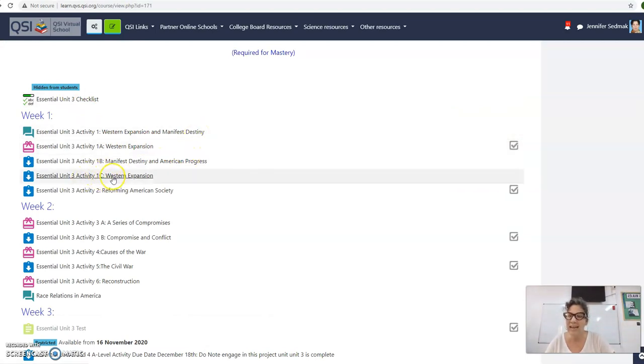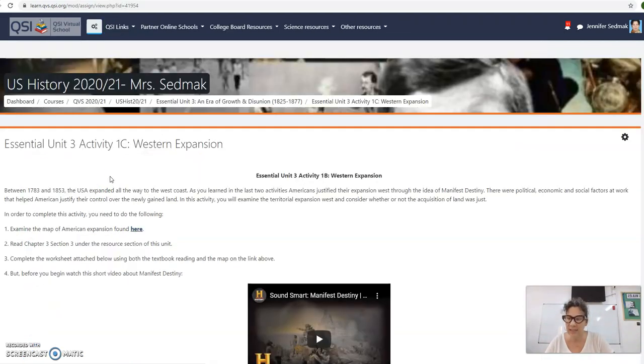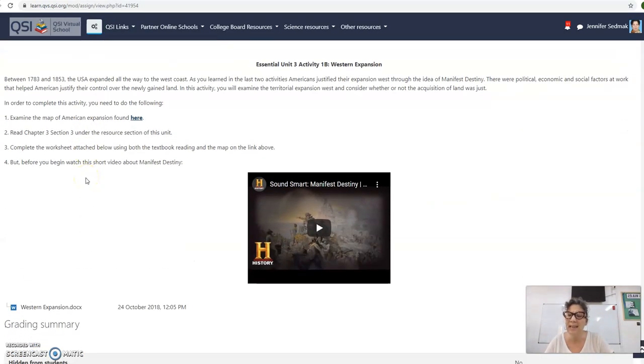And then carrying on in this next activity, you'll be looking at American expansion or Western expansion a little bit more closely. You could watch a little video here about manifest destiny. And then when you open up this worksheet, literally what you are going to do in this activity is you'll consult the textbook.